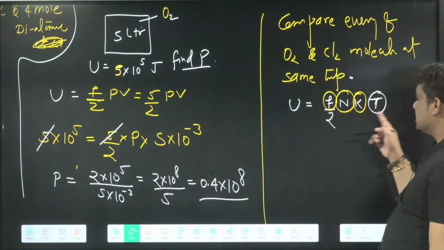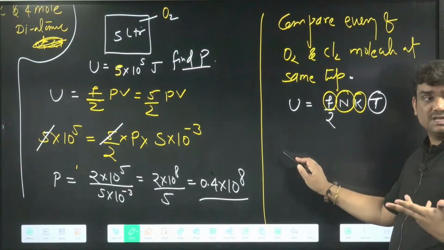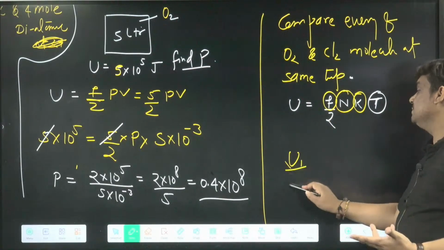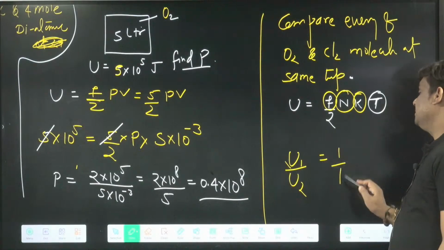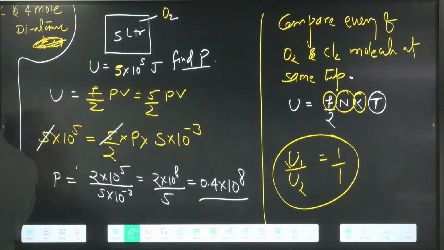So everything is same, and if everything is same, then we can say U will be same. So what will be the U1 by U2? You can say, sir, U1 by U2 becomes how much here? 1 by 1. Okay, U1 by U2 will be 1 by 1. Okay, yes.